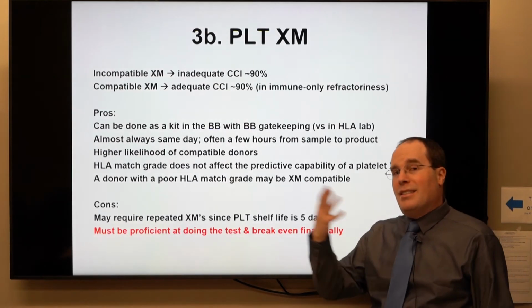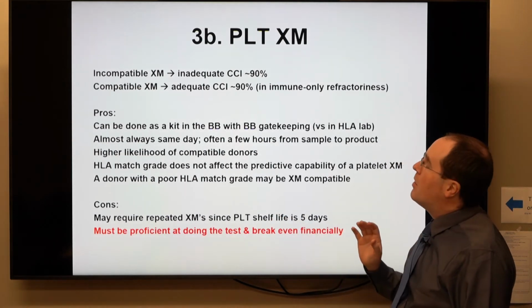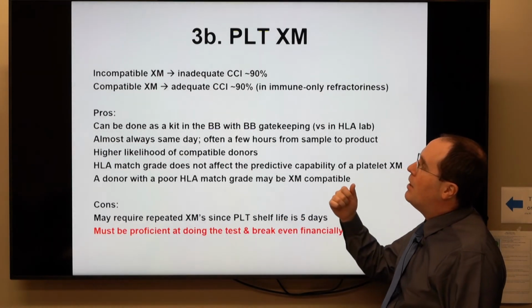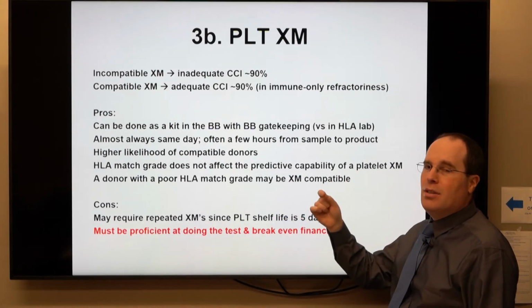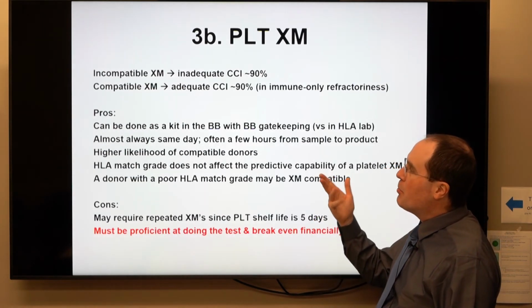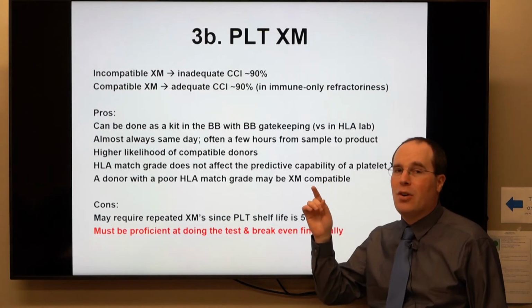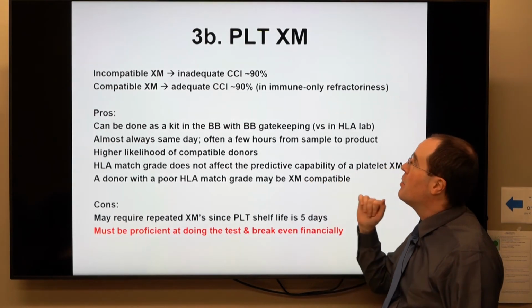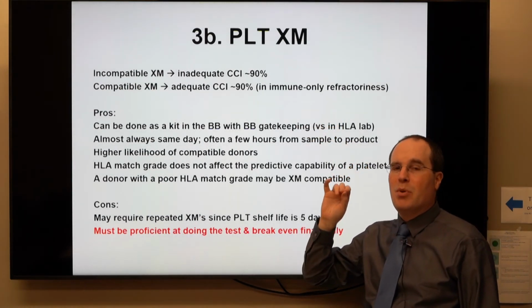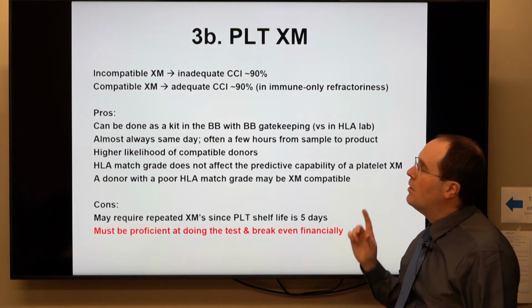So there's, again, lots to say about platelet cross-matching, but very briefly, some highlights are that if you had an incompatible cross-match, you would have an inadequate or bad CCI about 90% of the time. So it's a pretty good predictor. If you had a compatible cross-match, you would have a good or adequate CCI also about 90% of the time. And we're talking about, of course, a patient that's immune refractory only, right? Kind of a clean-cut textbook case.